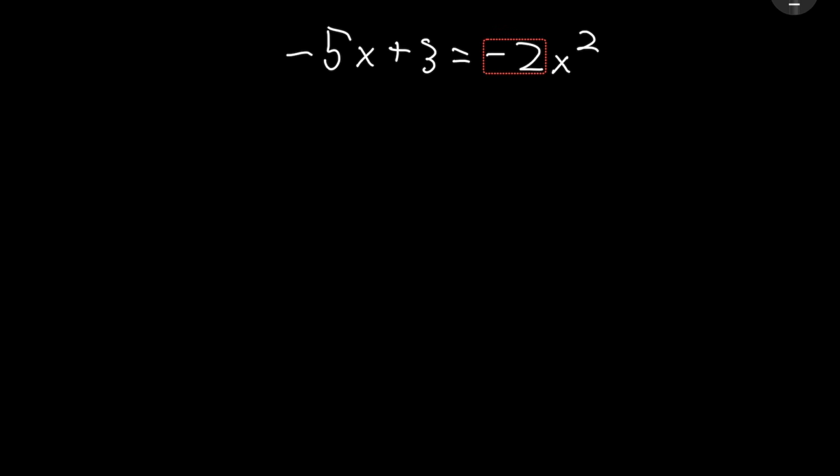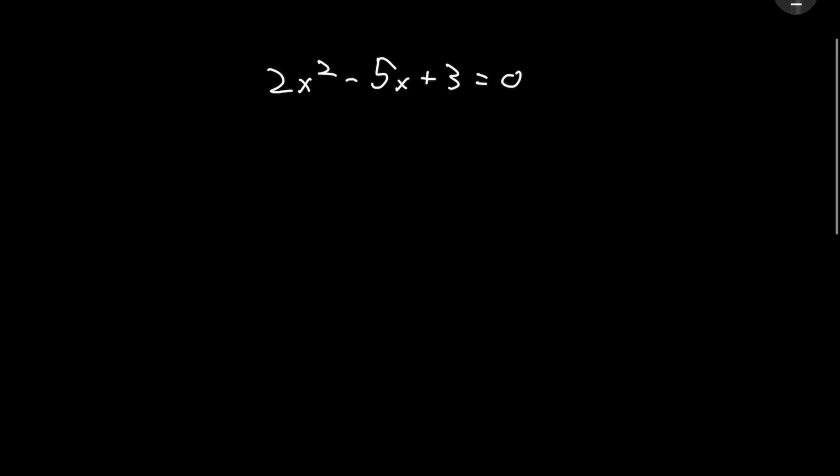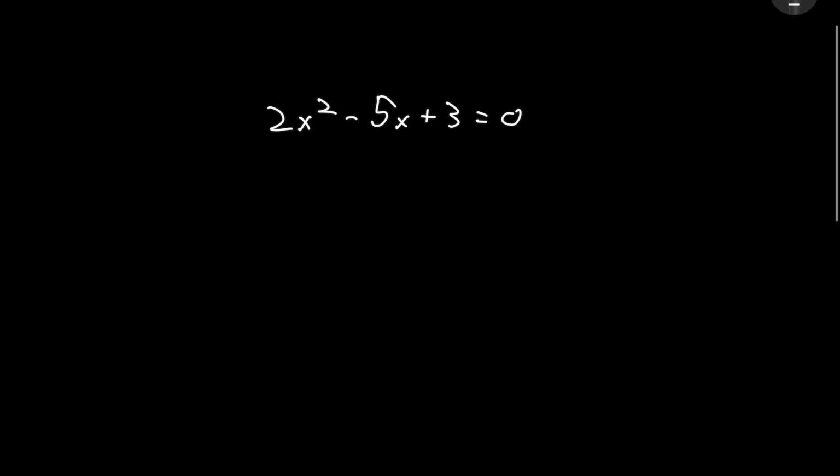Here we have another example. Step 1, get 0 on one side. Here we have to take plus 2 times x squared on both sides. Okay, now we're left with this. Now, step 2, what's a, b, and c? a is the number standing before x squared. That's 2. b is the number standing before x, which is minus 5. And c is the number standing alone.